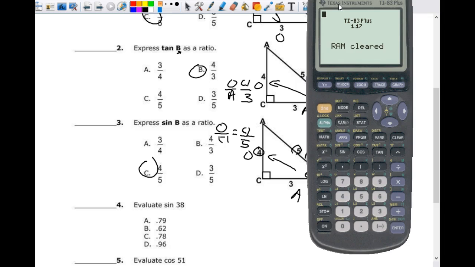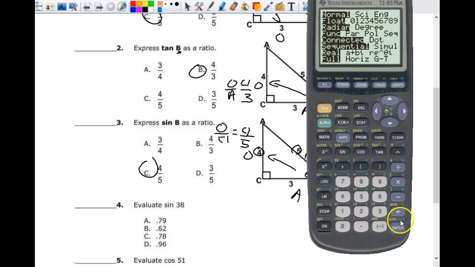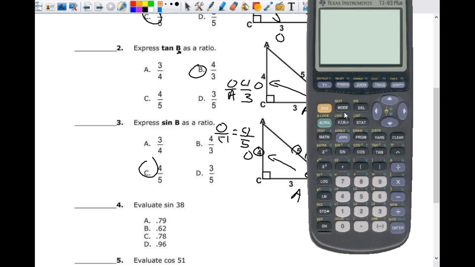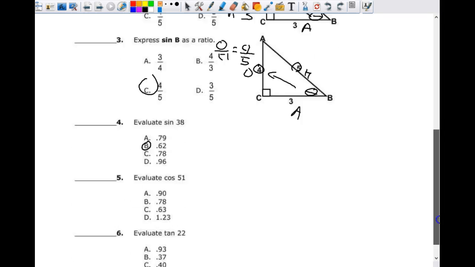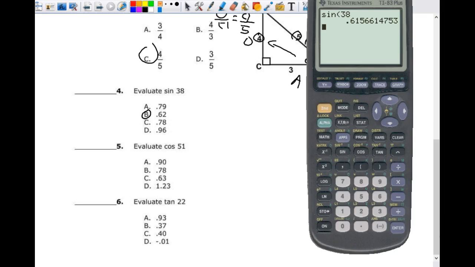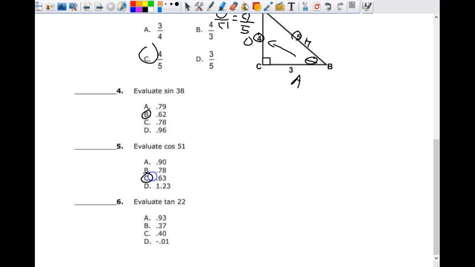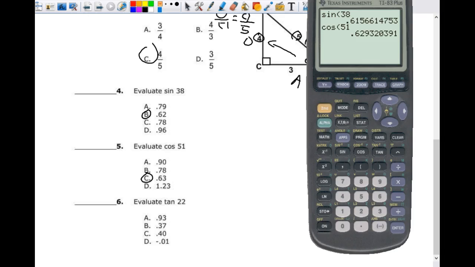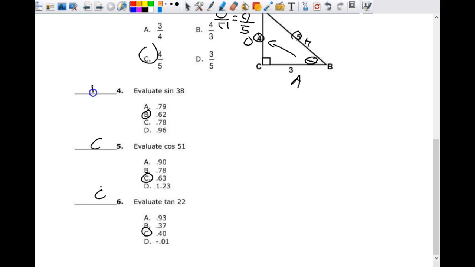We're going to make sure our mode's correct. And we're going to hit sine of 38. Sine of 38 is 0.62. Next one. Cosine of 51 is 0.63. Tangent of 22 is 0.40. So this first page, everyone should have found easy.